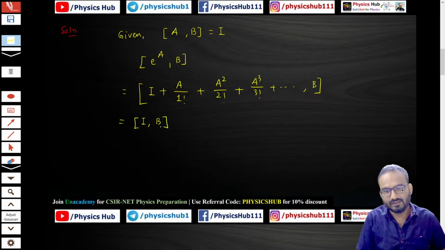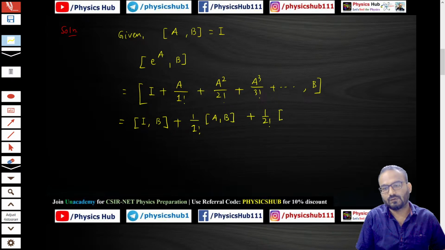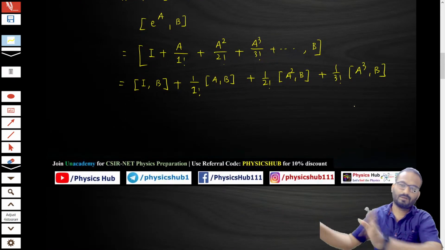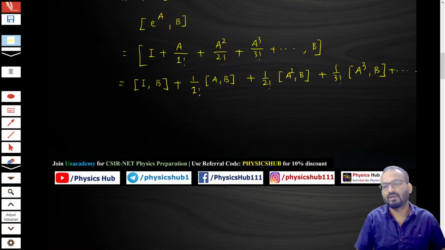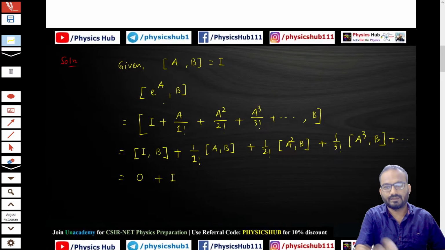So the first term will be [I, B], plus 1 by 1 factorial commutation between A and B, plus 1 by 2 factorial commutation between A square and B, plus 1 by 3 factorial [A cube, B]. In this way things will go on, and there are an infinite number of terms. I am not writing them. [I, B], this commutation value is 0 because I is an identity operator, plus this [A, B] is given to you as an identity operator.